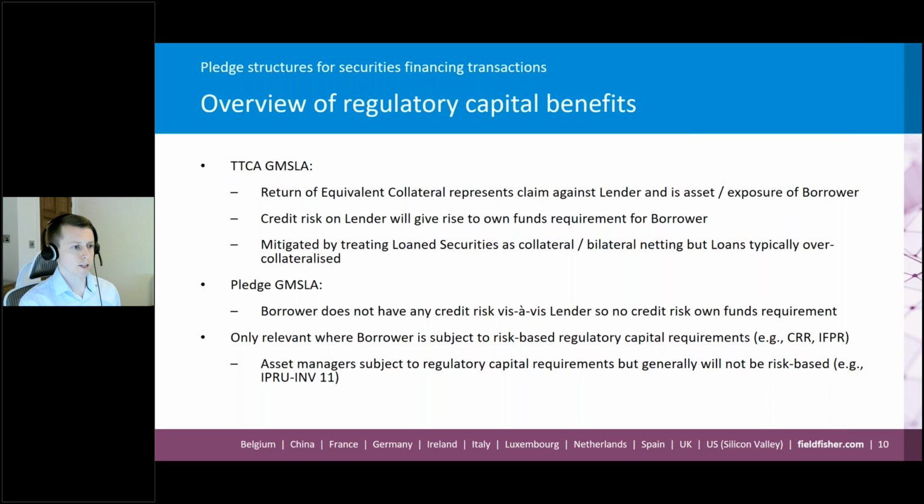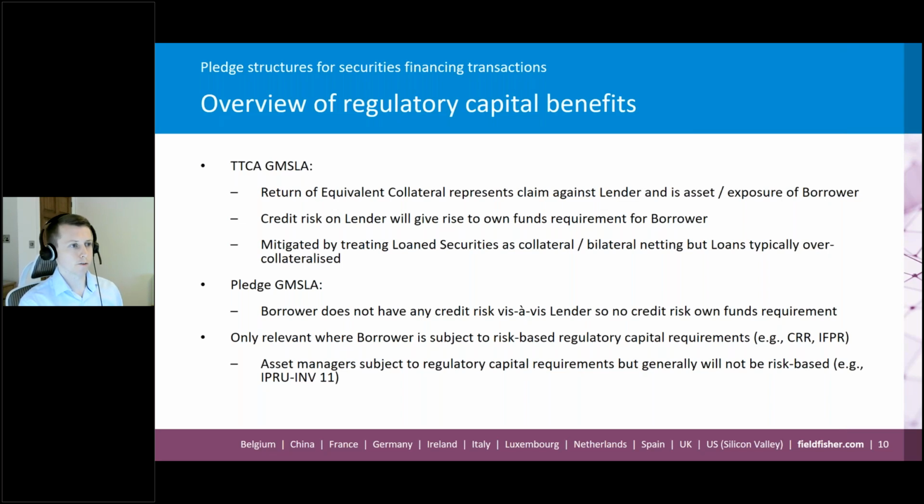If we contrast that with the pledge GMSLA, because the borrower retains title to its collateral, it simply transfers it from one custody account to another. The borrower in this instance doesn't have any credit risk with respect to the lender, and therefore there is no credit risk own funds requirement that derives from the return of the equivalent collateral.